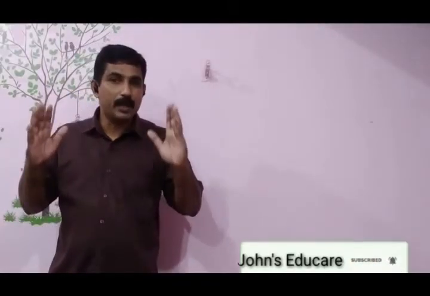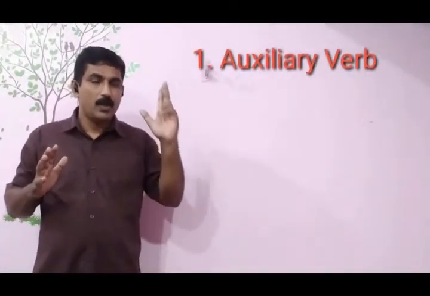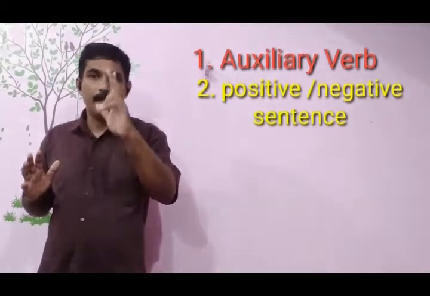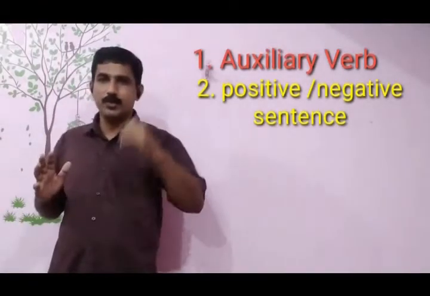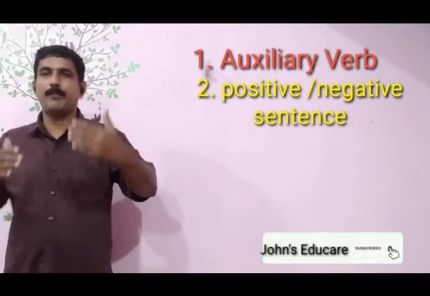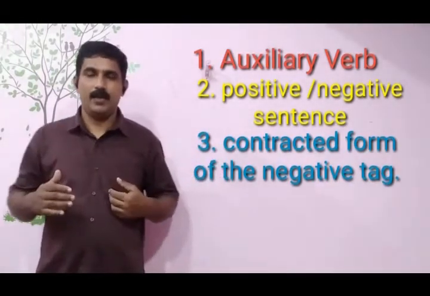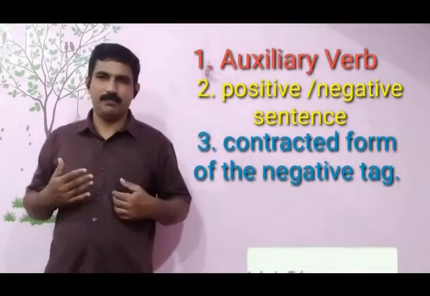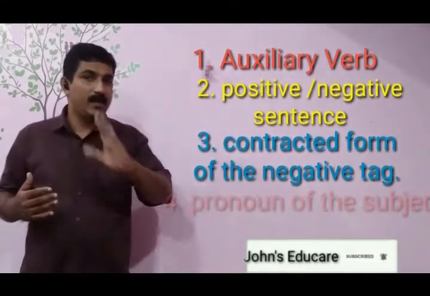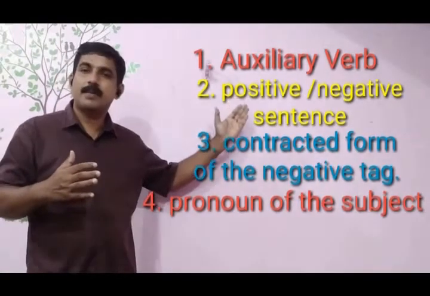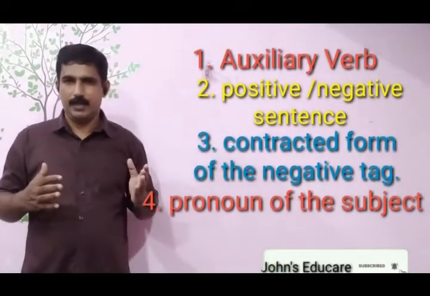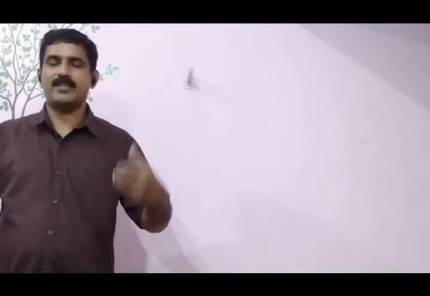Once again, I shall repeat. The important things to be considered while doing a question tag is to find out the auxiliary verb used. Next one is, think whether the given sentence is a positive one or a negative one. If it is a positive one, you use a negative tag. If it is a negative one, you use a positive tag. Then the third one is, if we want to use a negative tag, we have to use its contracted form. That is better. And the last point is, we must use the subject pronoun in the question tag. Okay. Let us think about more examples.